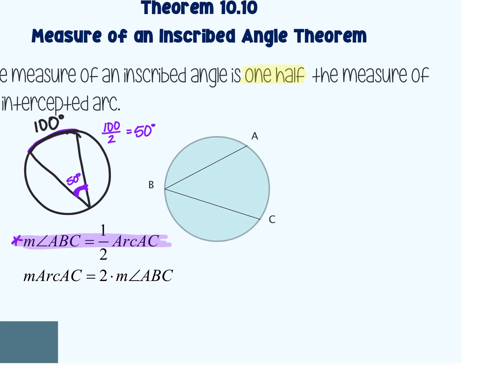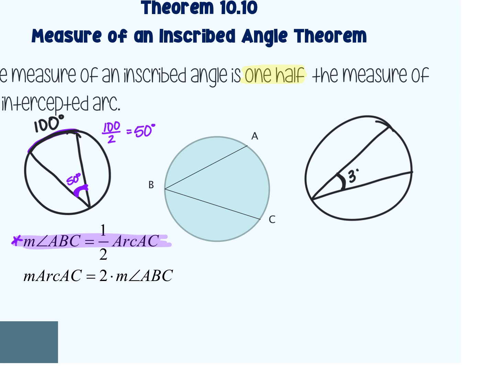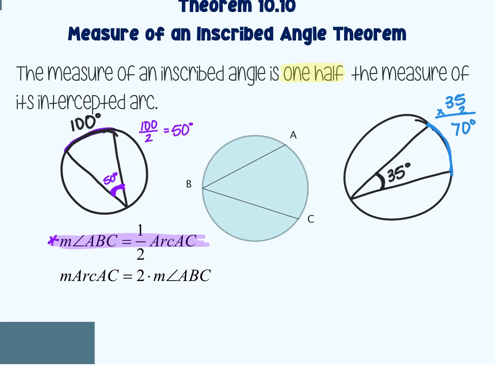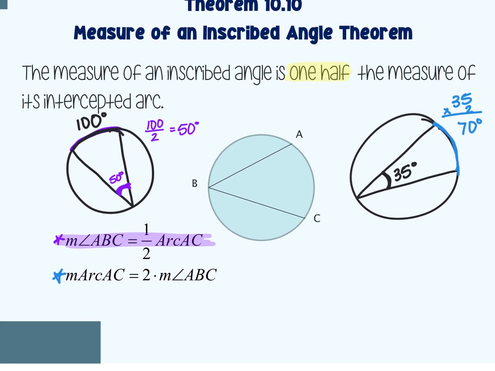Drawing another one, giving you another example. Here is my inscribed angle. Let's say they're giving me my angle, and my angle is 35. How would I find my arc? Good, I'm going to do 35 times 2. What's 35 times 2? 70, and that's how I'm finding my arc. So understand the difference. Either you're multiplying by 2 or you're dividing by 2.